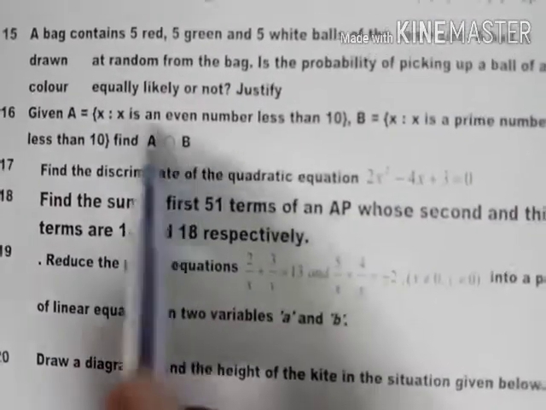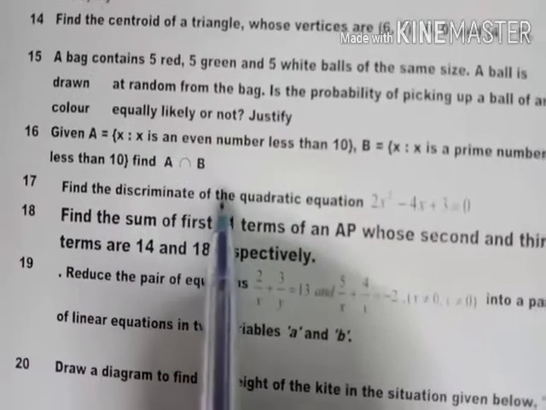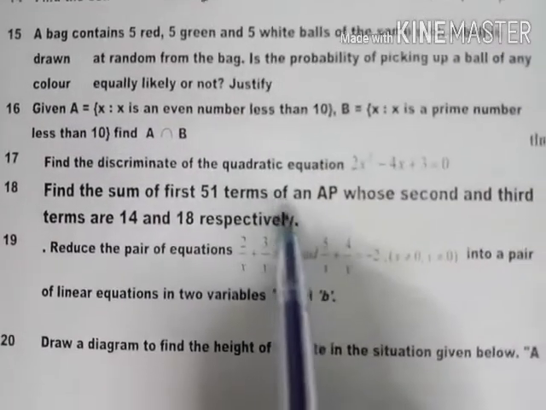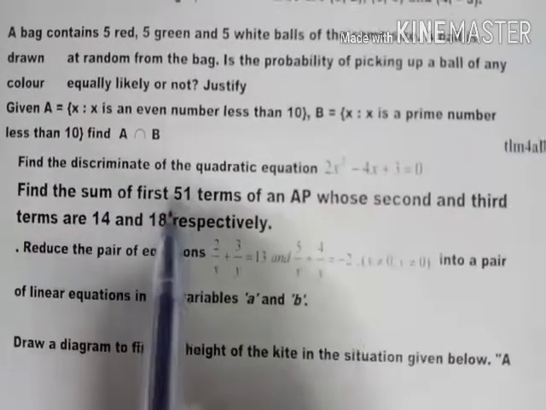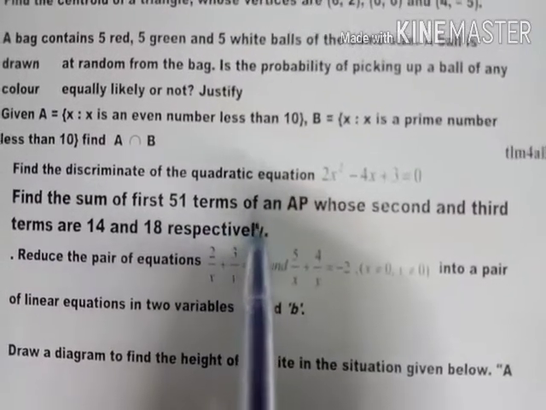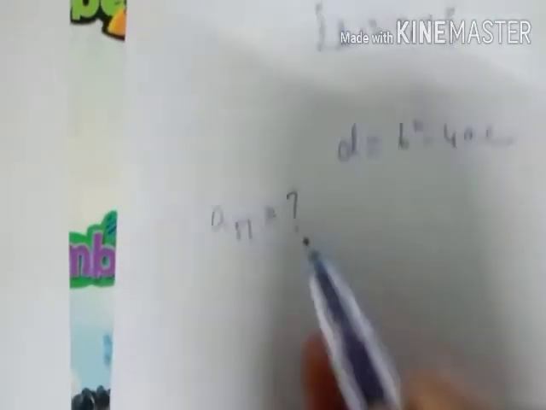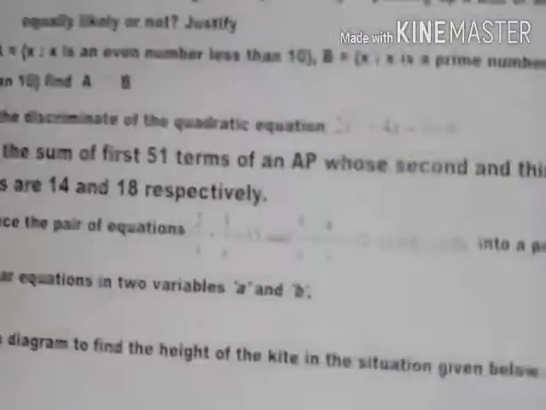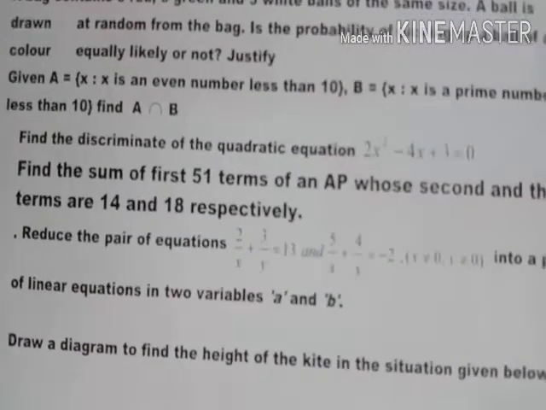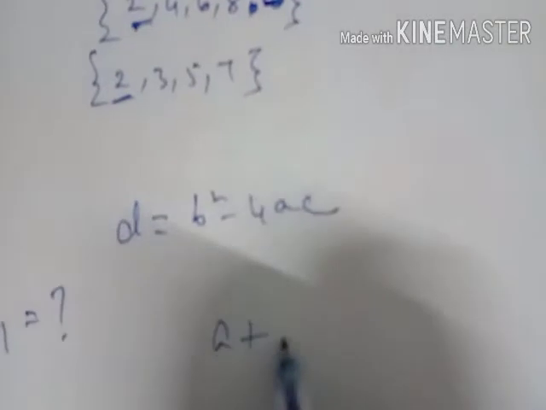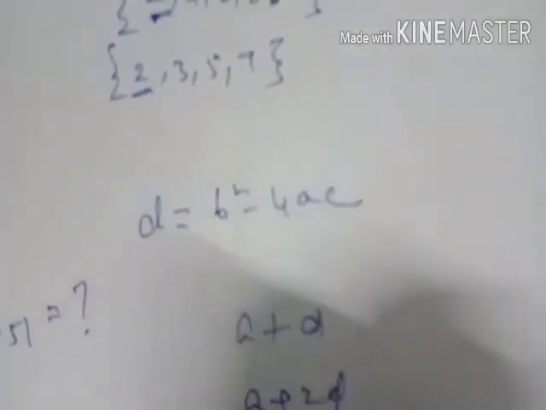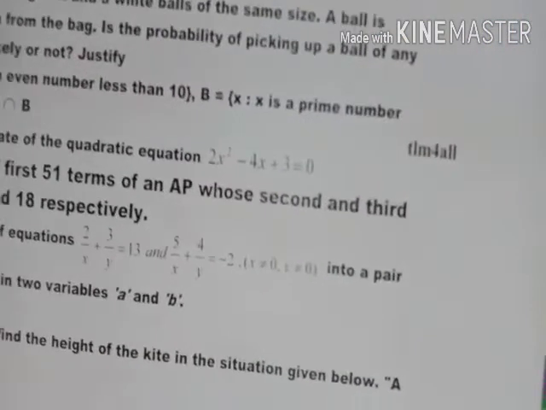And then 18th question, which is under 16th question in sets, and 17th question in 5th chapter quadratic equations, and 6th question in progression chapter number 6. Here sum of 51 terms. So we need to find the A15 for the given question. Second and third term are given. Second term means a plus d. Third term means a plus 2d, which was given here. So second term is 14 and third term is 18.